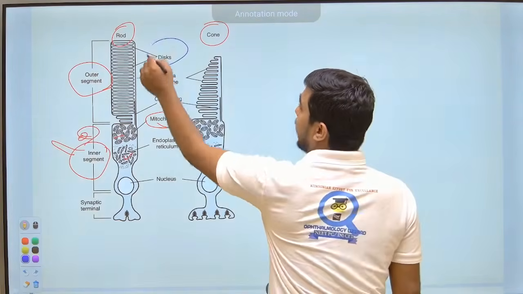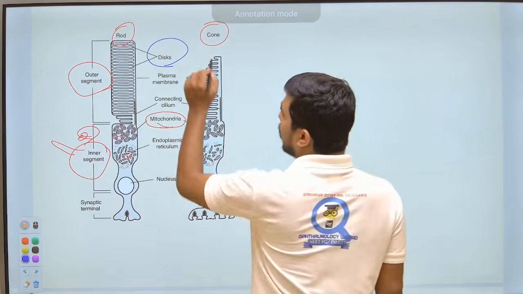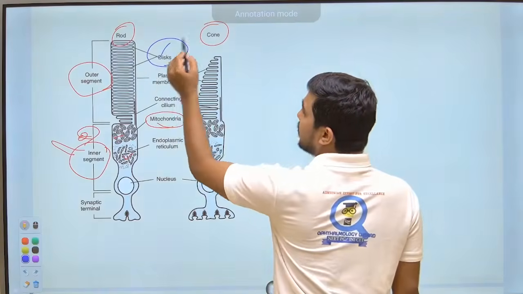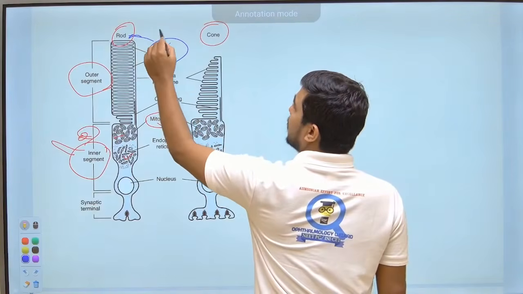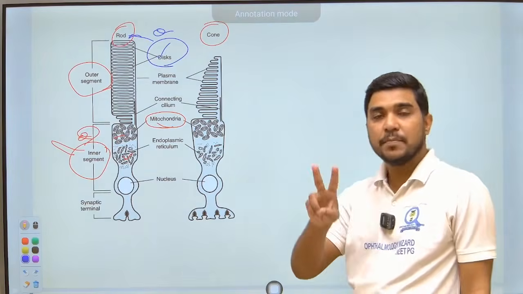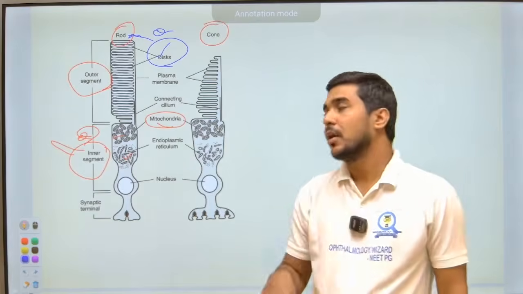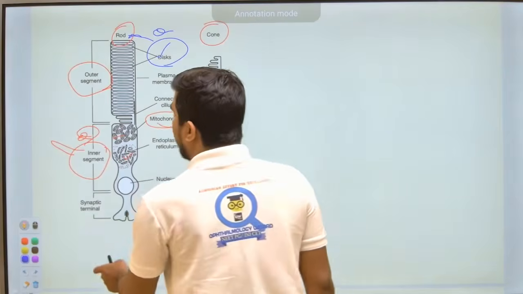is on the disc. Where is the disc present, in the rod or cone? Yes, this disc is present in the rod. So this is also an important MCQ, right? So these two MCQs are very important regarding the electron microscopy picture of the photoreceptors. Now moving to the next MCQ.